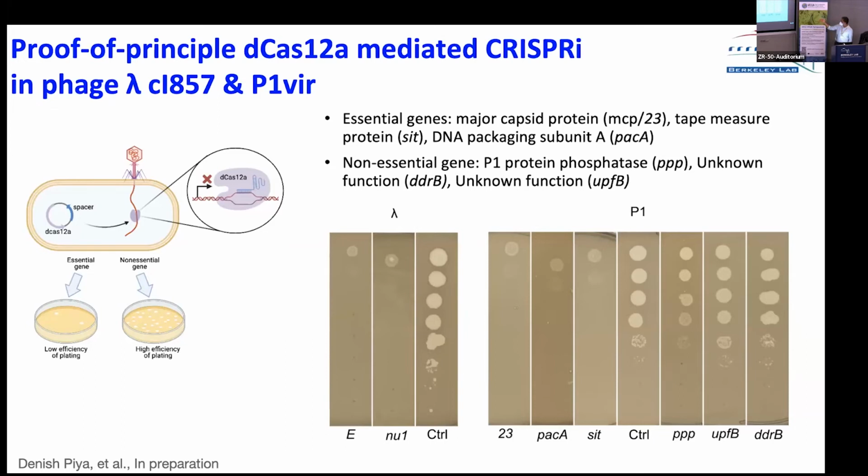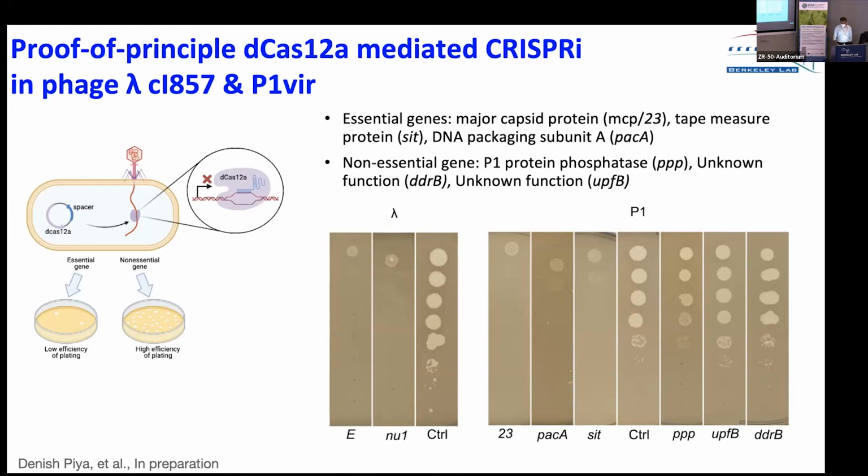Lambda has E and D, and these are essential genes for Lambda. If you target them, the phage cannot replicate well. Whereas P1 has capsid protein, packaging, and other proteins that are essential. If you target them, P1 cannot be successfully formed. Whereas these are the non-essential ones, like the protein phosphatase and some unknown function genes.